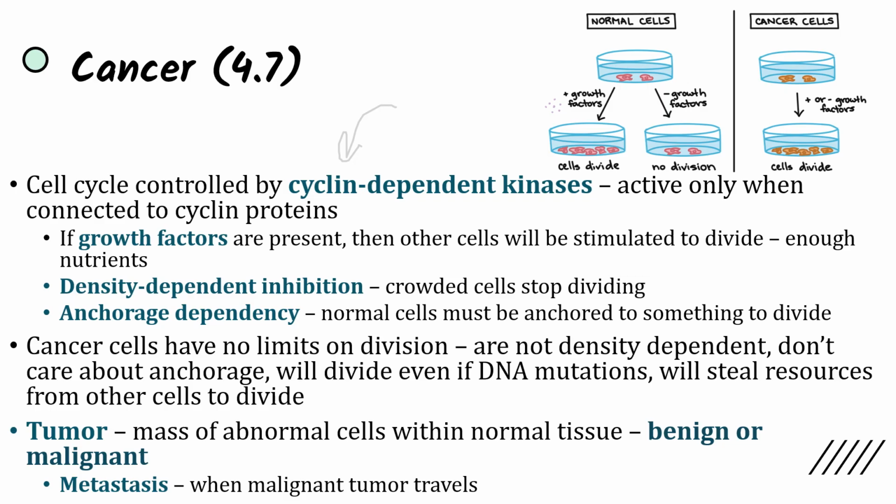Now, cells which have no limits on division are not dependent on density. They don't care about anchorage. They're going to divide even if there is mutation. And as a result of this, they're going to steal resources from other cells to divide, and are known as cancer cells. And a tumor is a mass of abnormal cells within normal tissue. And the tumor can be benign or malignant. Benign meaning it's not going to spread, while a malignant tumor will spread. And when it travels through the body, that's known as metastasis.